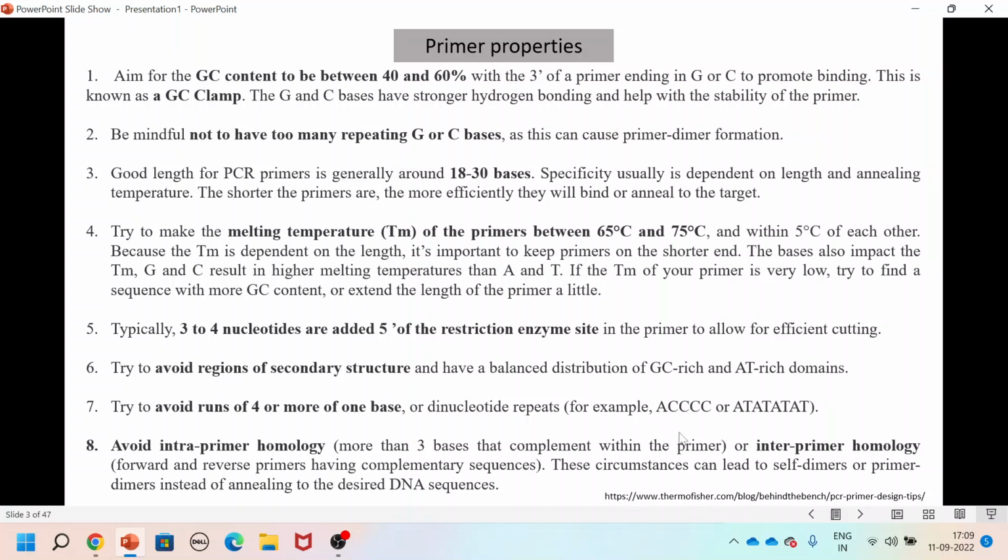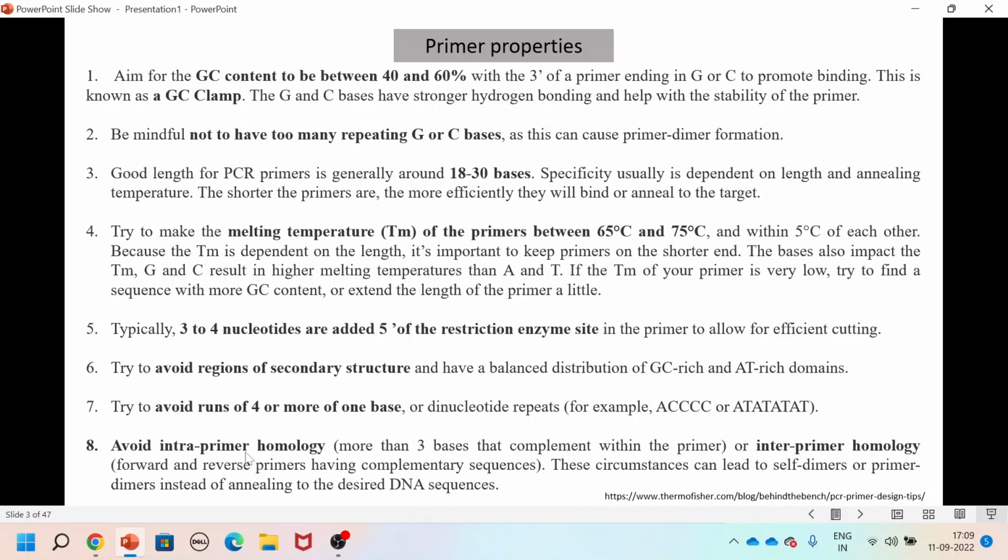For example, we can see that the sequence A, C, C, C is not a good primer sequence. Similarly, AT, AT, which is a repetition of a similar pair of bases, is also not a very good primer property.